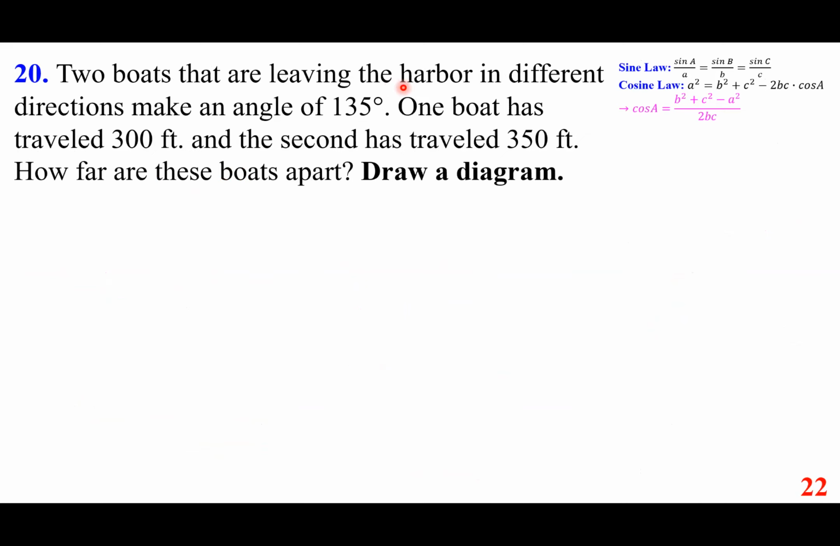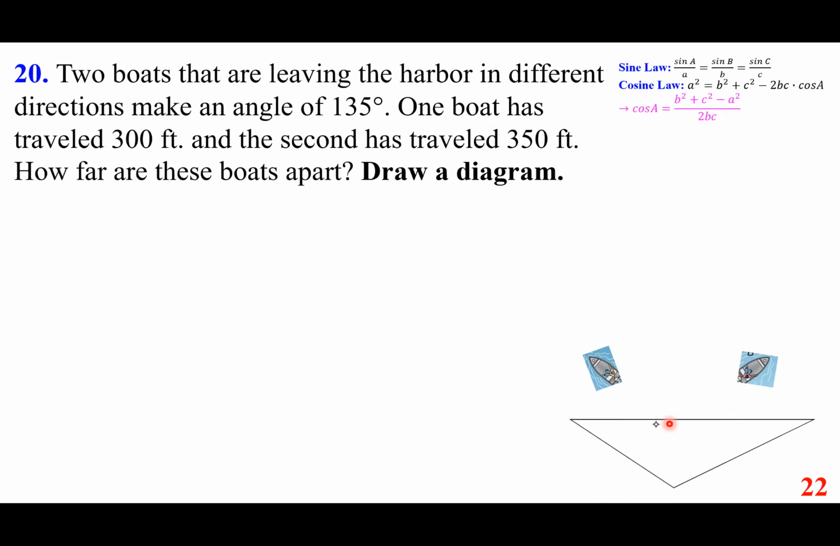Two boats that are leaving the harbor in different directions make an angle of 135 degrees. One boat has traveled 300 feet, and the second has traveled 350 feet. How far apart are these boats? You always want to draw a diagram. So let's see how it looks.